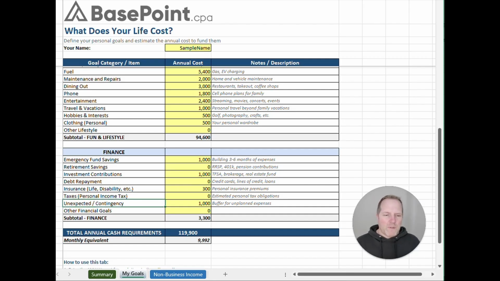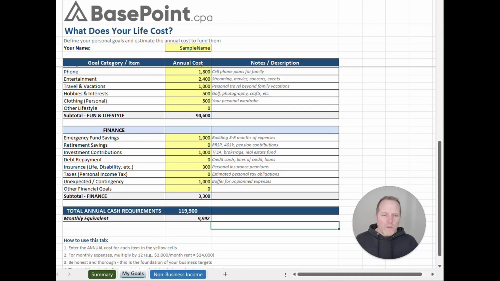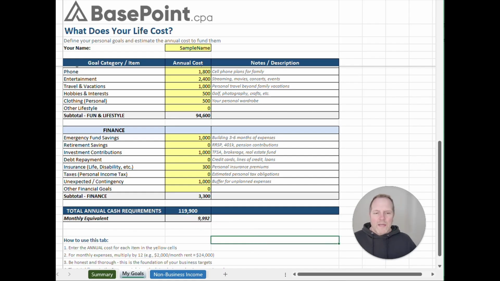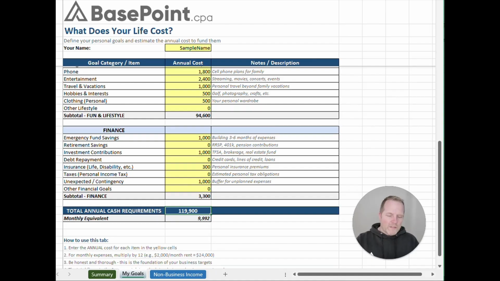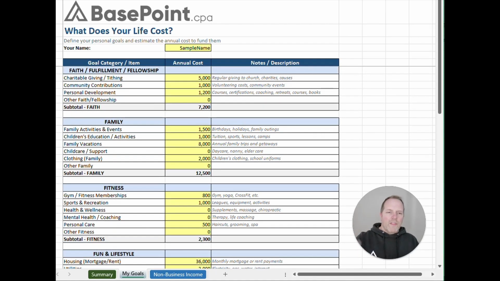And then lastly, unexpected contingencies. It's always good to have a plan for a bit of extra that you might need even in a given month. So maybe $1,000 buffer there. So for the total there, you're looking at a monthly equivalent of about $9,992, about $10,000 a month of cash requirement, or $119,900 for the year. Okay, so that's your cash flow requirement to fund this life.